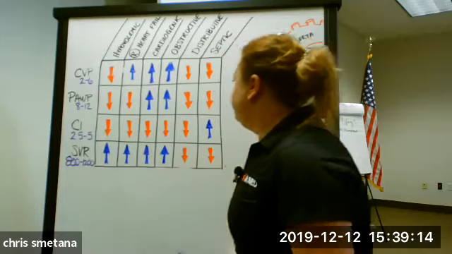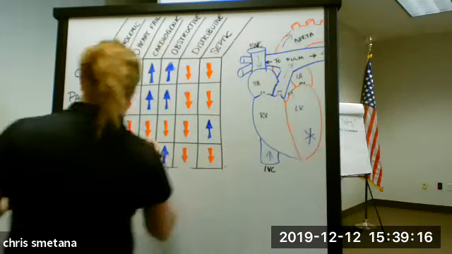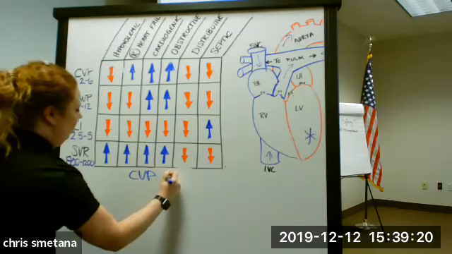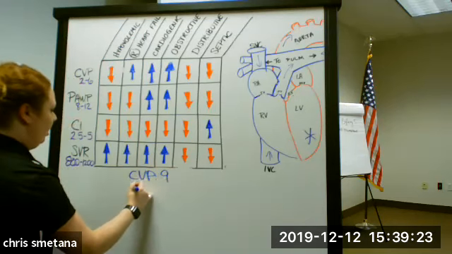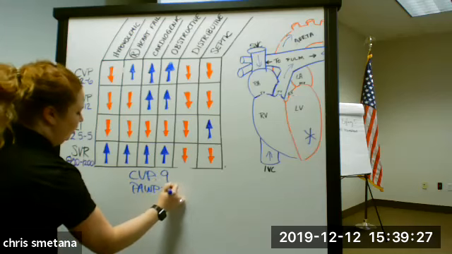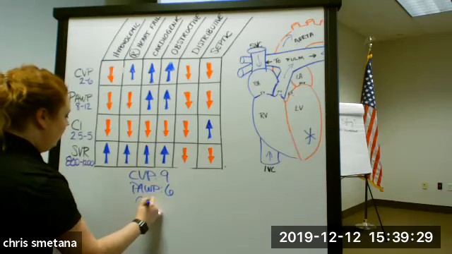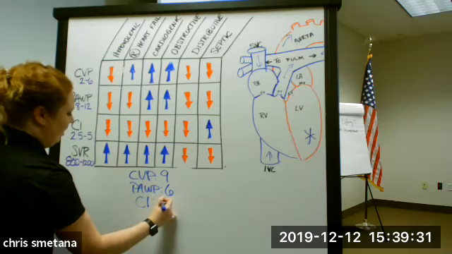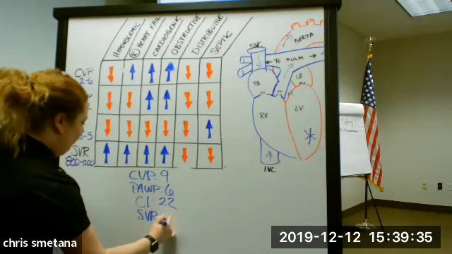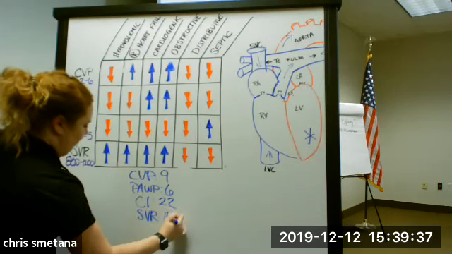Let's try another. I have a CVP of 9. I have a wedge pressure of 6. I have a cardiac index of 2.2. And my SVR, we'll say, is at 1400.